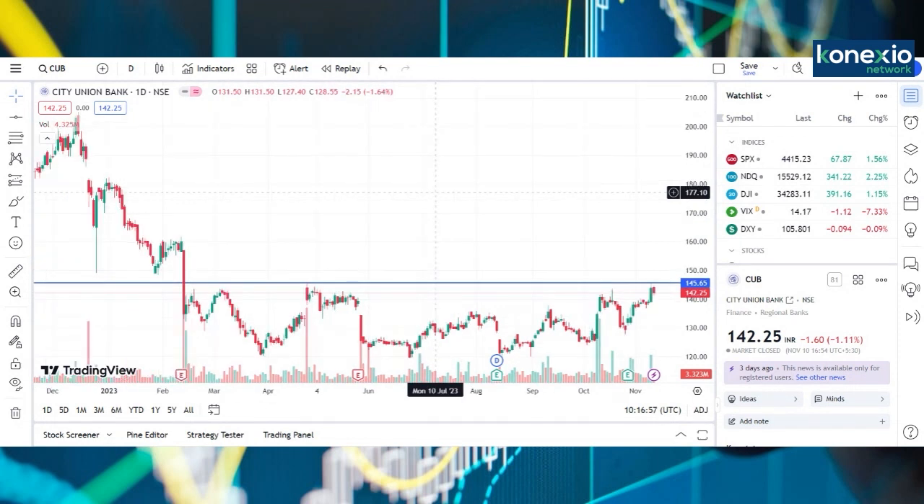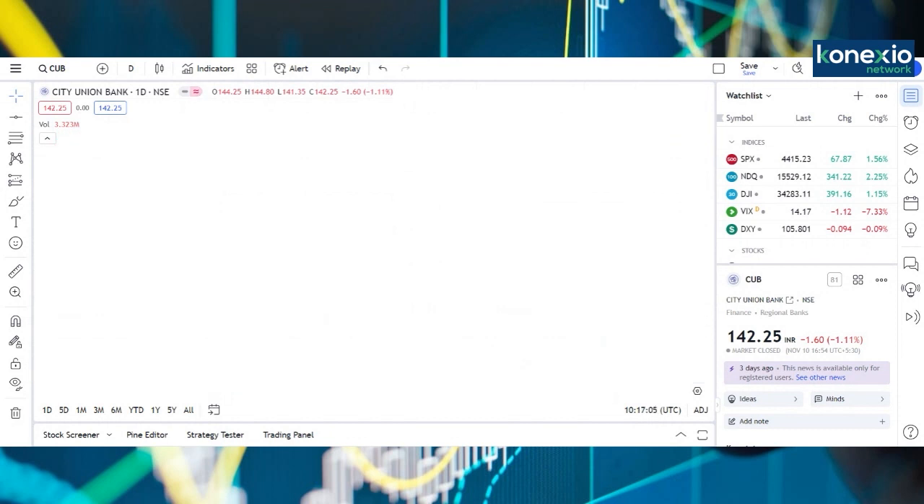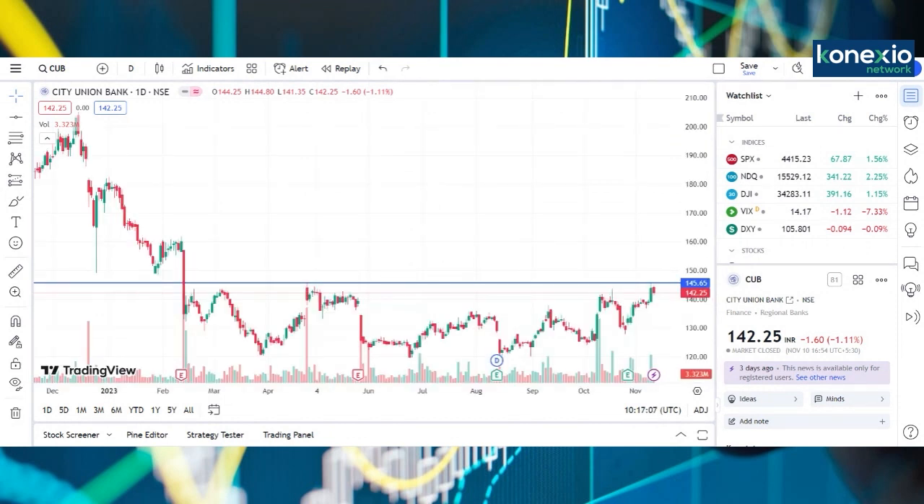So definitely, short-term investors, positional investors, and swing traders can accumulate the stock in the range of 145, and on corrections to 140, for an upside target of 161 to 162 in the short to medium term. So definitely the stock is looking good.